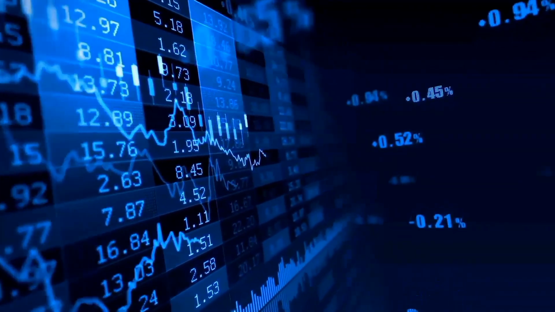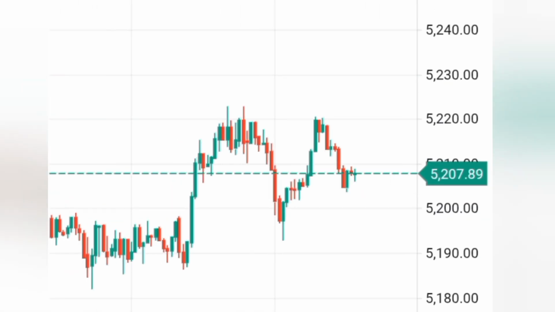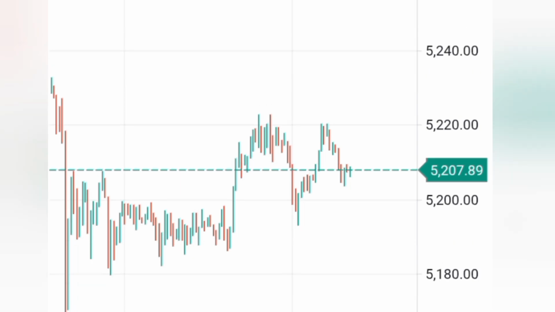So step one, you will use a 5 minute or 1 minute chart. You focus on one pair, for example, EUR/USD, which is not volatile, or GBP/USD, USD/JPY, any pair that you focus on.